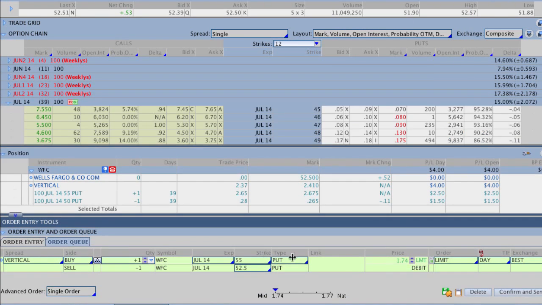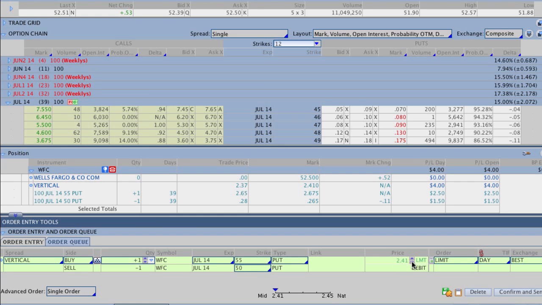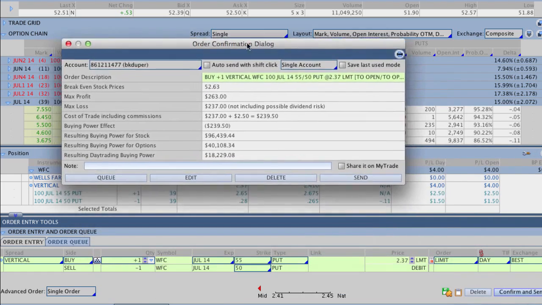So I just want to go ahead and enter this order here just as a sample, just so you guys can see where we are. We paid about 237, and you can see the spread is trading for 241. So let's just move it down to 237 just for the sake of this argument, and perfect.